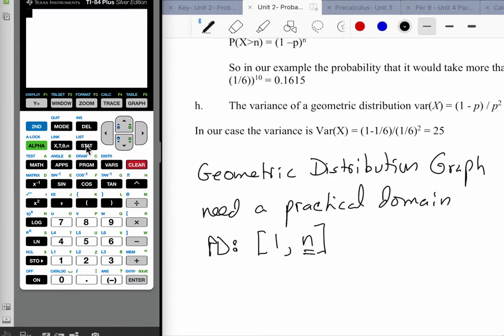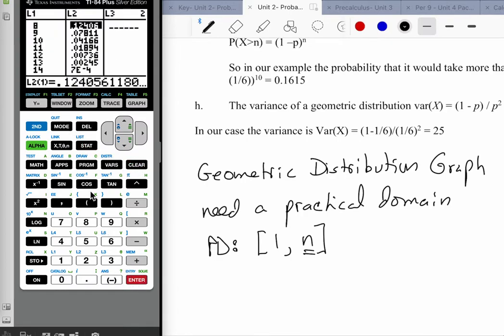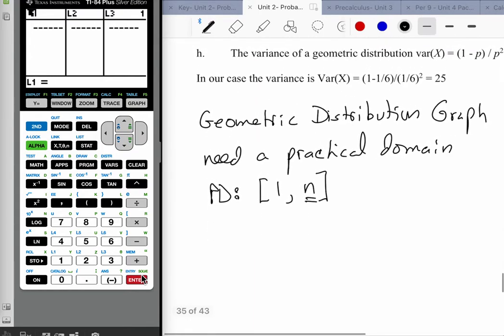All right, so stat edit in L1, let me get rid of all this stuff. In L1, I would use some kind of sequence. Fortunately we're looking at integer values. So in L1, I'm going to do the sequence x, comma, 1, comma, whatever I decide on the n value.